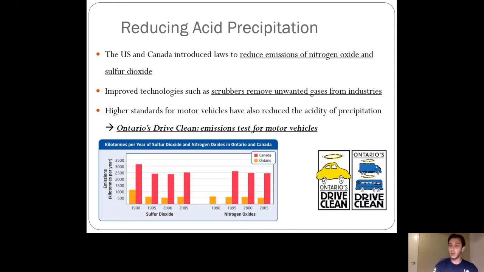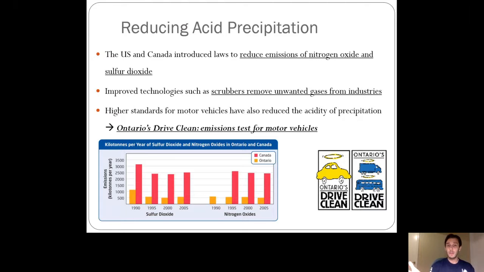What we notice is in Ontario, we do a pretty good job because we've reduced the amount of these gases that are released when we compare to the other provinces. Okay, so this is a pretty good process, even though it can be a bit of a pain in the neck and a little bit expensive to get your car tested. What it does is it puts pressure on people to make sure that their automobiles are not polluting, okay?